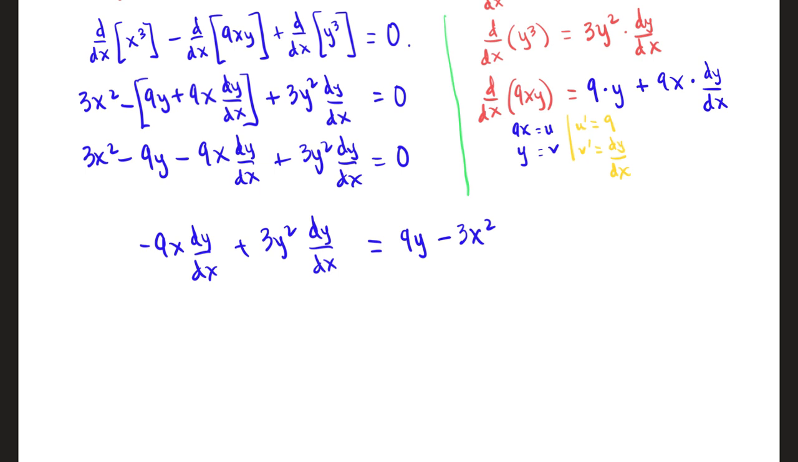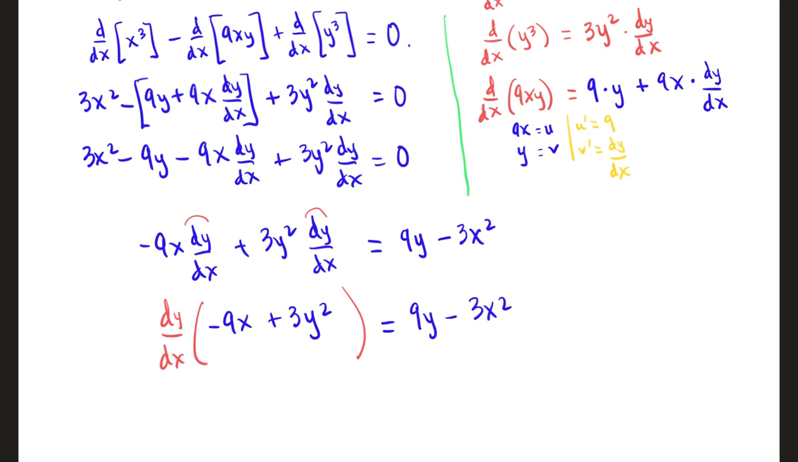The next step is to factor out dy/dx. That is the reason why we leave any terms with dy/dx on the left hand side. If we factor out dy/dx, what we have left is negative 9x plus 3y squared. And the right hand side is 9y minus 3x squared. We then isolate dy/dx. dy/dx is 9y minus 3x squared over negative 9x plus 3y squared.